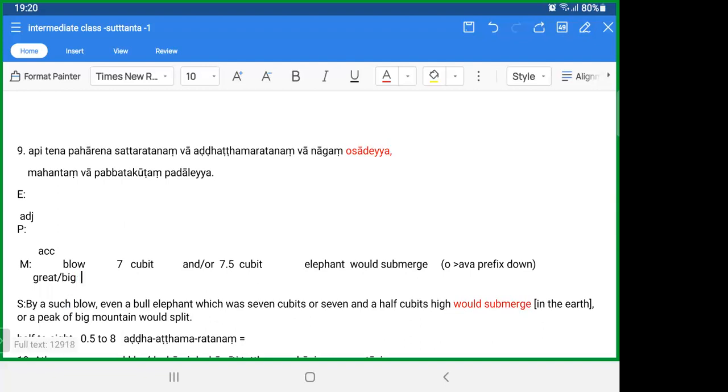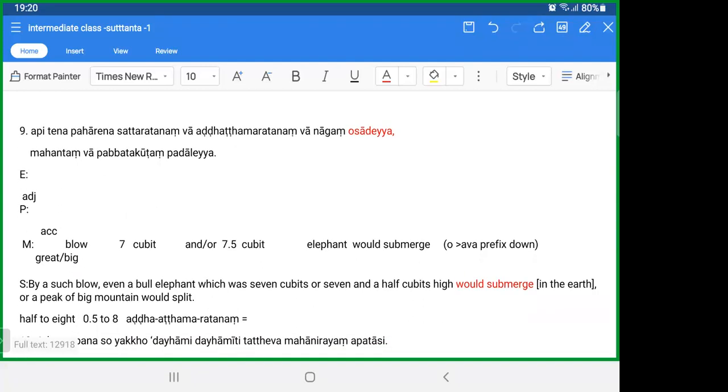What is the next one? What does it qualify? It qualifies another word here, pabbata. Not nagam, not mountain? Pabbatakutam. Okay, what is pabbata? Mountain. And how about kuta? The peak. Okay, nouns, and accusative. Thanks.